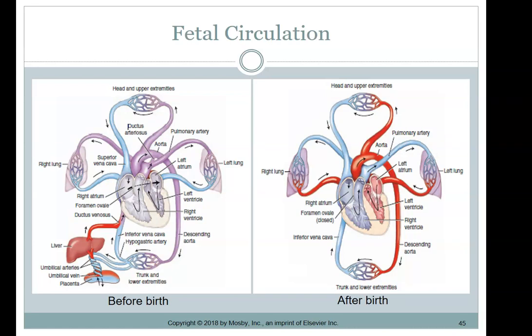The slide is on fetal circulation. Note the closure of the foramen ovale, foramen means opening, and the ductus venosus, as part of the normal transition to the neonate's own lungs.